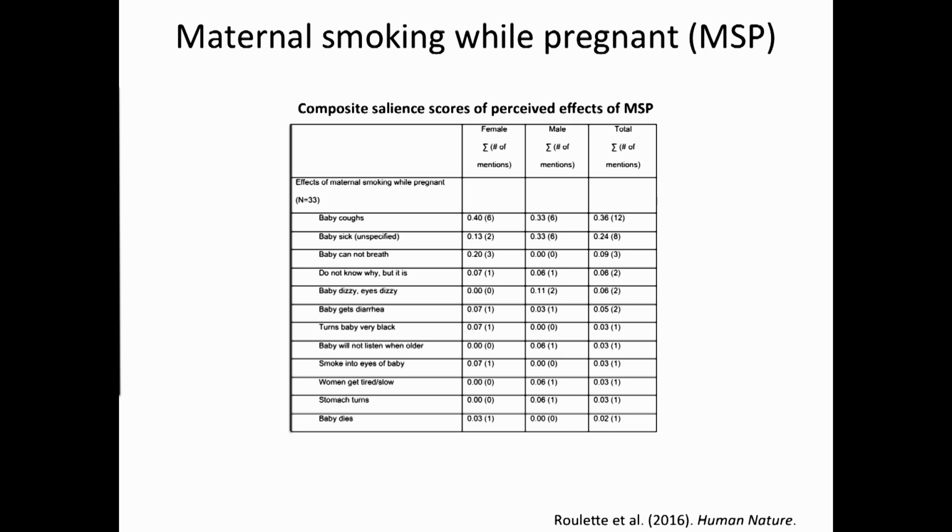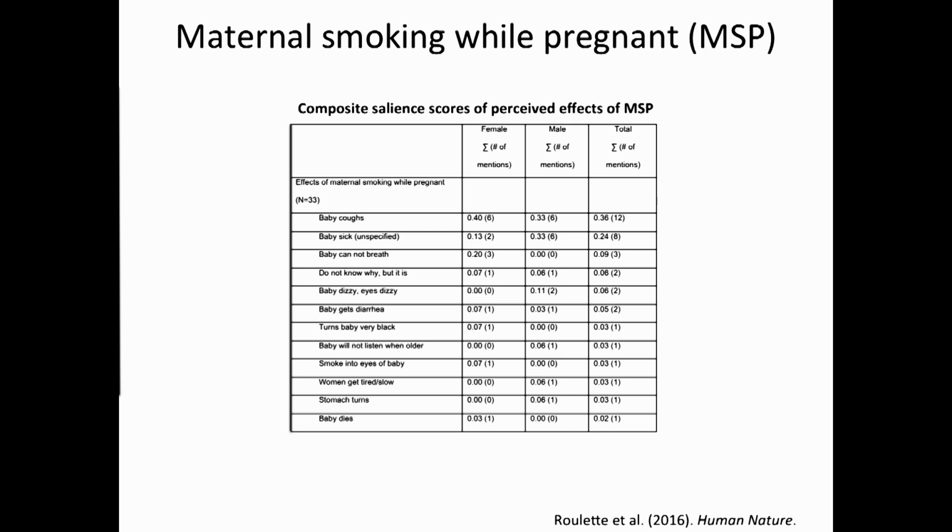And I just like to show these because these are really interesting descriptions. So what happens? Why is it bad to smoke while you're pregnant? Baby can cough inside the womb. Baby can get sick, but unspecified. Can't breathe. Don't know why, but it's bad. Baby dizzy, eyes dizzy, gets diarrhea, turns baby very black, stomach turns, baby dies, etc., etc.